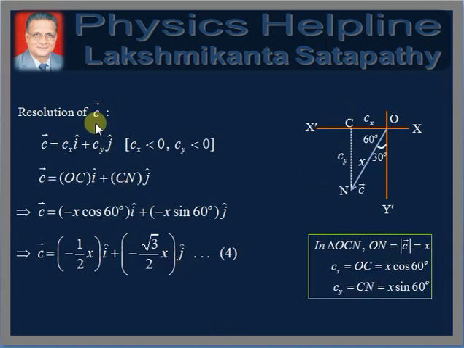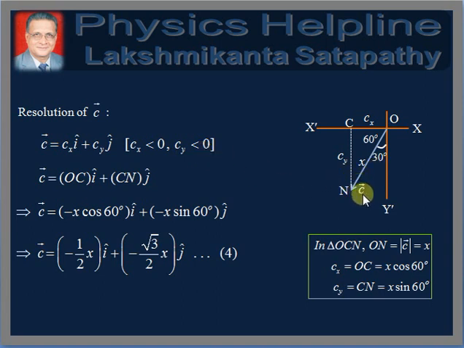Now for the resolution of vector C. Let Cx and Cy be its rectangular components. Then we can write vector C is equal to Cx i cap plus Cy j cap. It may be noted that vector C is in the third quadrant, therefore its x component OC and also the y component CN both are negative. Therefore we write Cx is less than 0 and Cy is also less than 0.